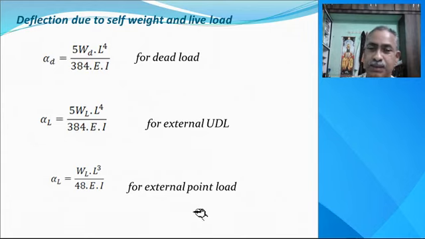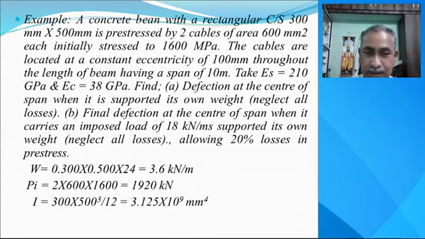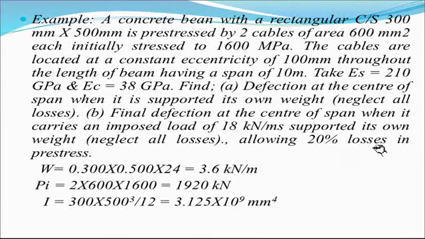And when there is a point load instead of UDL, in that case WL, that is due to the live load, is WL cubed divided by 48 EI. This is the deflection due to the dead load and the live load. This deflection is downward, which is treated as positive, and deflection due to pre-stressing we have considered as negative, because it is upward. Now we have considered a few examples to find out the deflection.